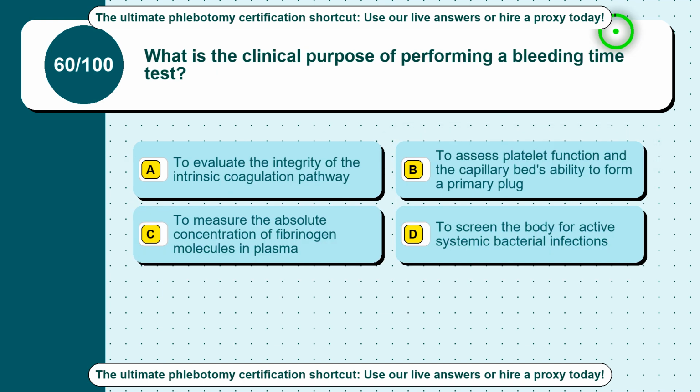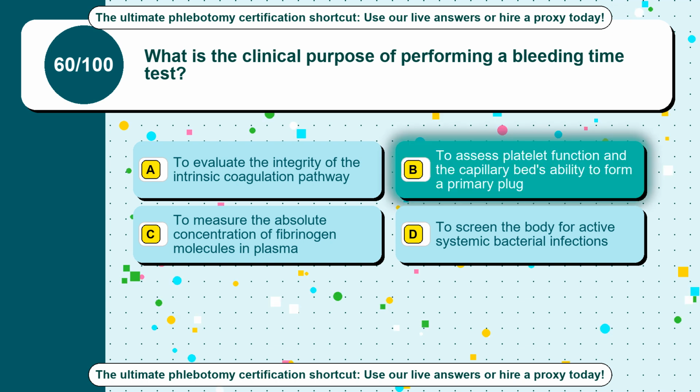Question 60. What is the clinical purpose of performing a bleeding time test? Option A. To evaluate the integrity of the intrinsic coagulation pathway. Option B. To assess platelet function and the capillary bed's ability to form a primary plug. Option C. To measure the absolute concentration of fibrinogen molecules in plasma. Option D. To screen the body for active systemic bacterial infections. The correct answer is option B.